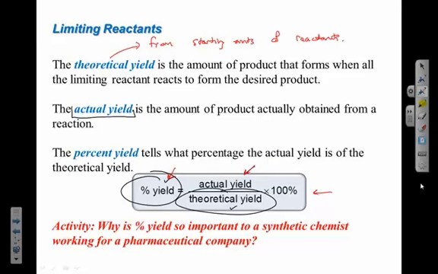In the lab that we're going to do, I want you to create a certain amount of product. So assuming that you calculate the correct amounts of reactants to put in to make that product, the amount of product that I ask you to make should be the theoretical yield, right? Because if you put in the right amount of reactants to make that amount of product, your theoretical yield would be the maximum amount you can make, which would be the amount you're shooting for.